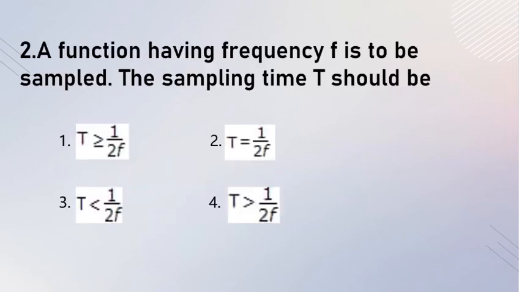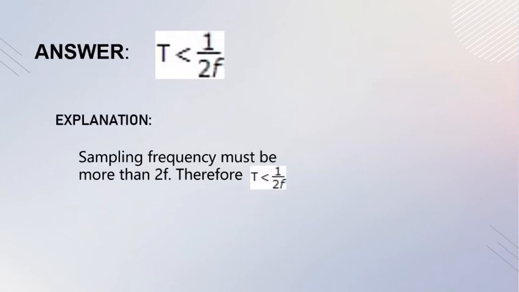A function having frequency f is to be sampled. The sampling time T should be? Sampling frequency must be more than 2f. So the sampling time is less than 1 divided by 2f.